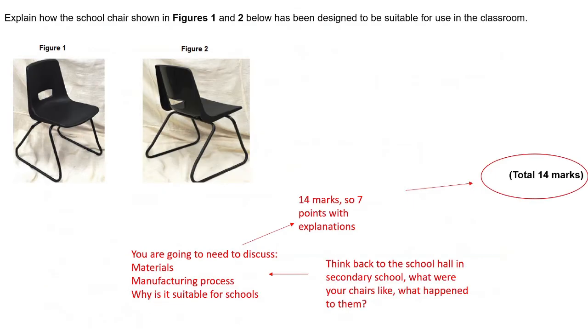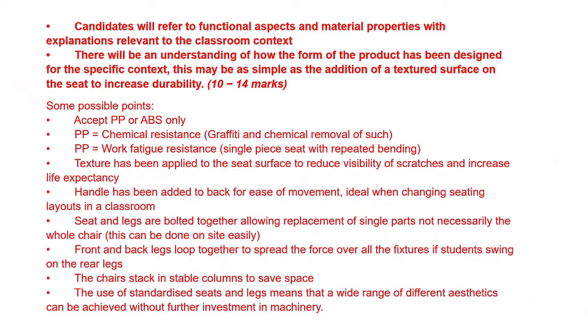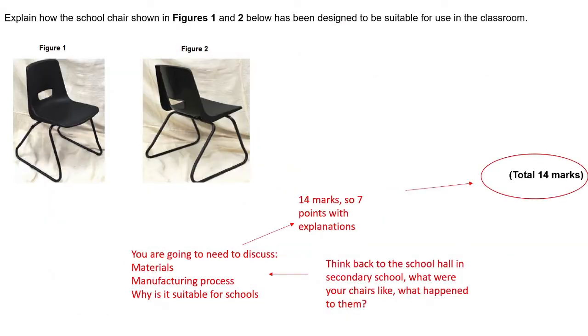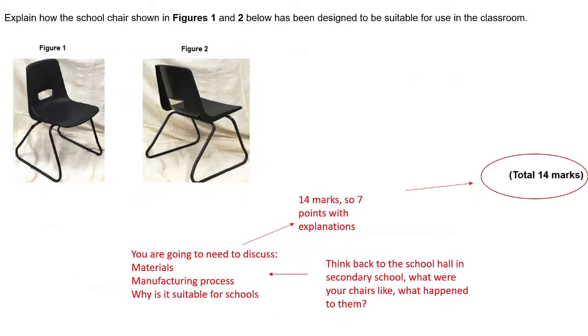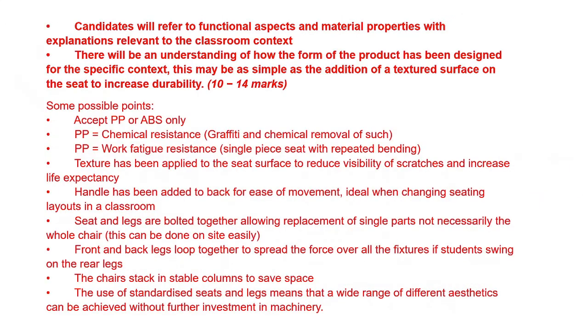There's a handle at the back of it there, so it's easy to move around. Seat legs are bolted together, so if say the leg breaks, you can just remove the legs, or if the top, like when people are leaning back quite a lot and they snap the back, you can just replace the back as opposed to the whole chair. The chairs are stackable, as I'm sure we've all seen in the old halls after assemblies in secondary school, where all the chairs are stacked up at the side. The whole point is that they are stackable, so they go out of the way quite easily.